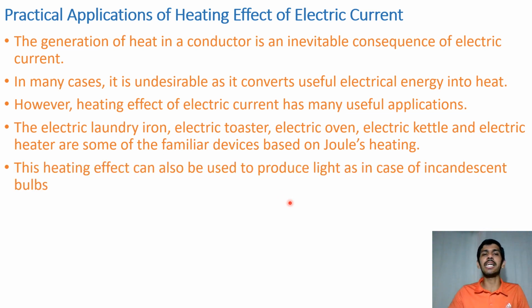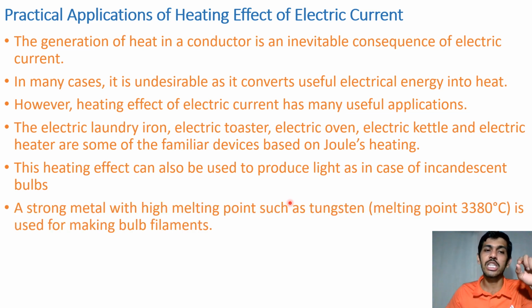This heating effect can also be used to produce light. One more useful consequence of the heating effect of electric current is that it can be used for incandescent lights. You have heard about incandescent lights. Now we use LED, but in olden days we had incandescent bulbs. This works on the principle of the heating effect of electric current.